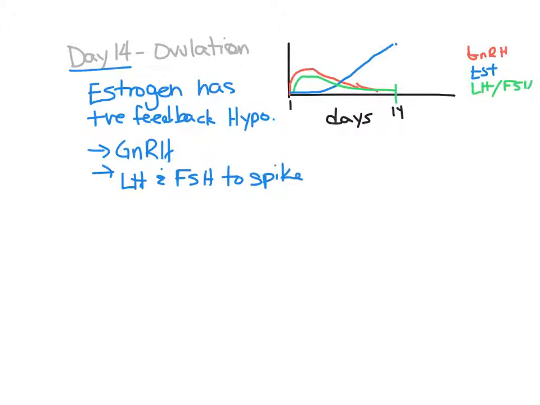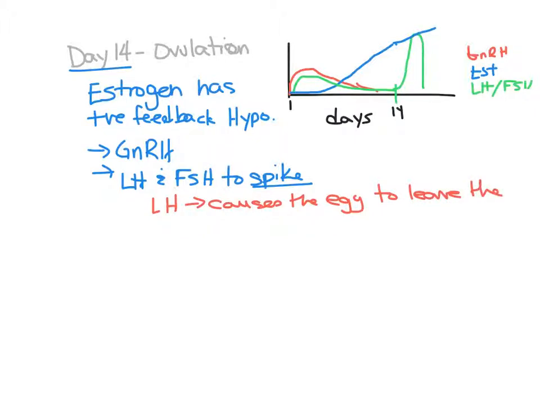Okay, so at day 14, LH and FSH is the green. All of a sudden you're going to get a big spike of LH and FSH, and then the estrogen levels are going to continue to climb. Okay, that spike in LH actually causes the egg to leave the follicle. Okay, and now it's free to start its migration into the fallopian tubes or the oviducts.